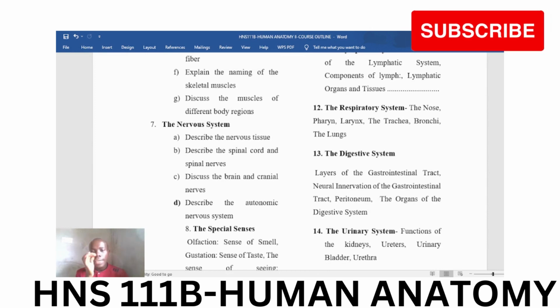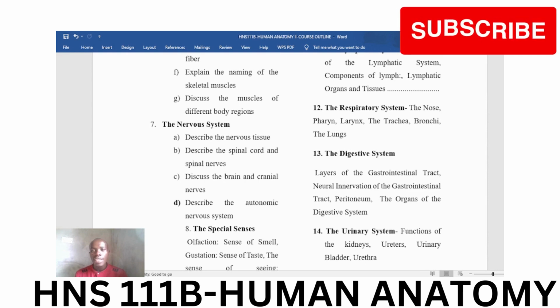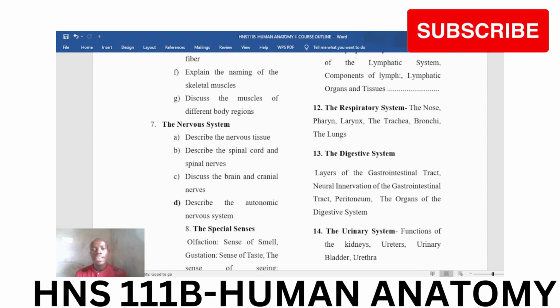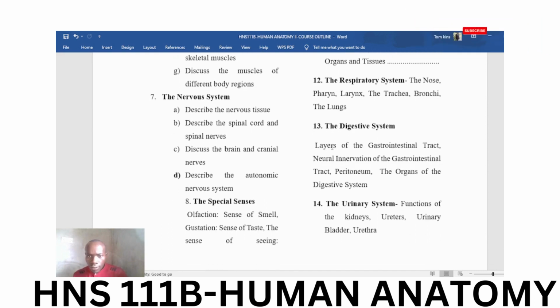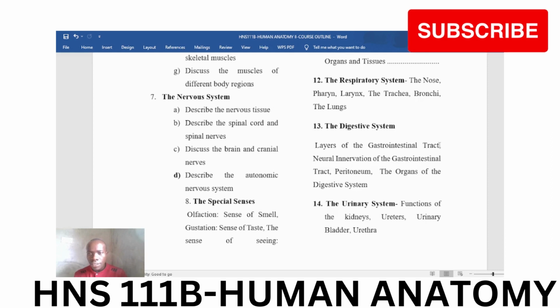Respiratory system will be the next, where we'll be reviewing the nose, pharynx, larynx, the trachea, the bronchi, and finally the lungs. On the digestive system, we'll begin with the layers of the gastrointestinal tract, okay? Mucosa, submucosa, serosa, muscularis, the neural innervation of the gastrointestinal tract, the peritoneum, the organs of the digestive system.